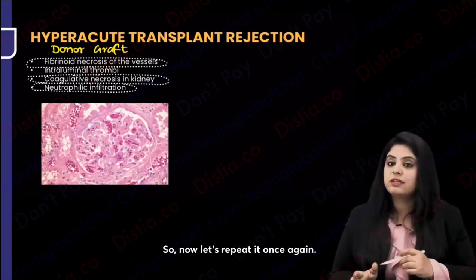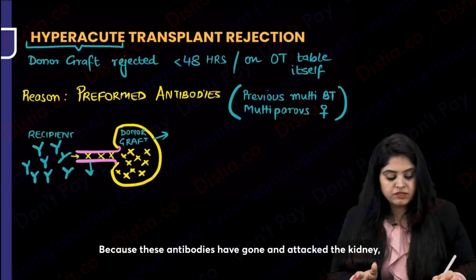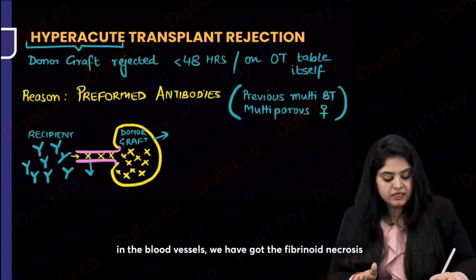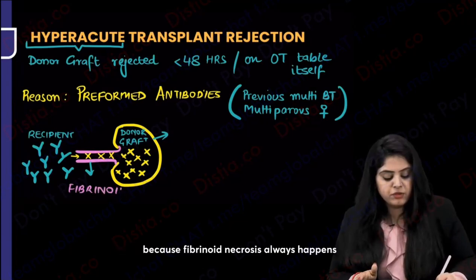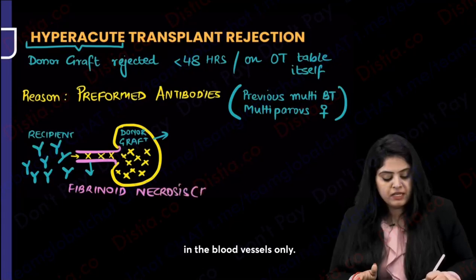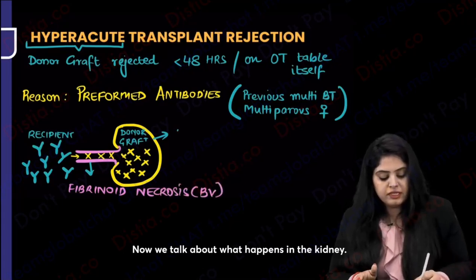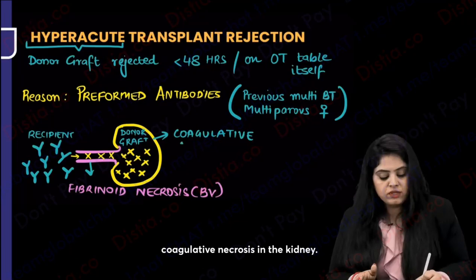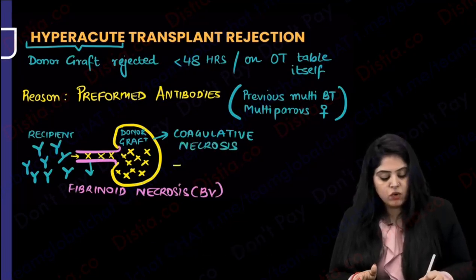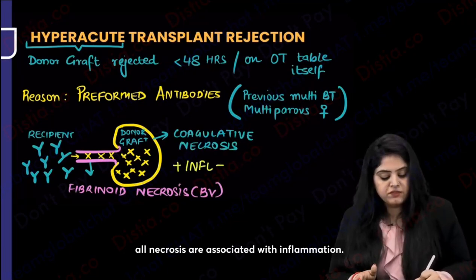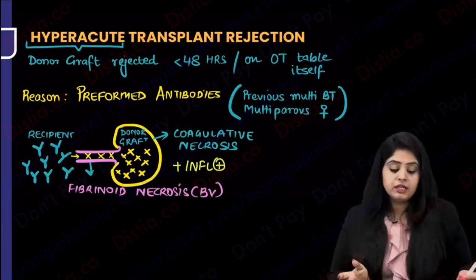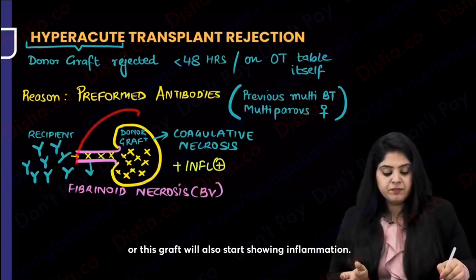So now let's repeat it once again. Because these antibodies have gone and attacked the kidney, in the blood vessels we have got the fibrinoid necrosis, because fibrinoid necrosis always happens in the blood vessels only. Now we talk about what happens in the kidney. Kidney is a solid organ, so solid organ is going to have coagulative necrosis in the kidney, right? And now I know for a fact that all necrosis are associated with inflammation. So this graft will also start showing inflammation.